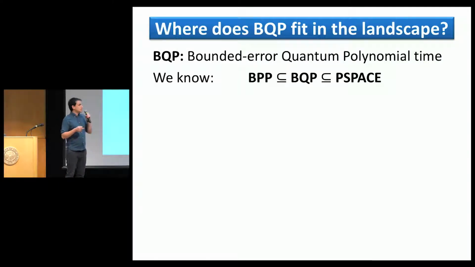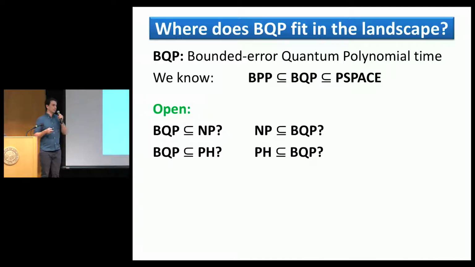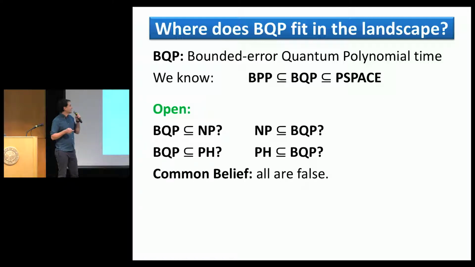Okay, so this is what we know. As I said, BQP is between BPP and P-space. And we want to understand whether or not BQP is inside NP or vice versa, whether BQP is inside PH or vice versa. So here I should say that I wrote a common belief, but actually it's not clear how common it is, but let's say a belief is that all these containments are false, that all these classes are incomparable, that NP and BQP are incomparable, and that PH and BQP are incomparable.